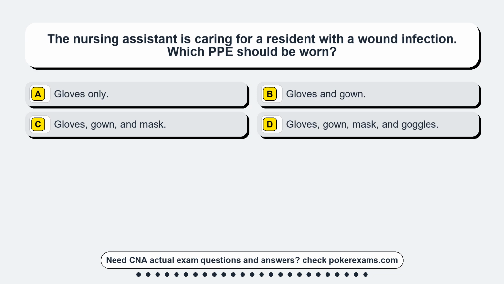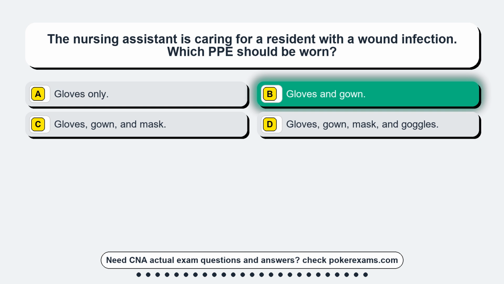Question 19. The nursing assistant is caring for a resident with a wound infection. Which PPE should be worn? Option A. Gloves only. Option B. Gloves and gown. Option C. Gloves, gown, and mask. Option D. Gloves, gown, mask, and goggles. The correct answer is option B. Gloves and gown.